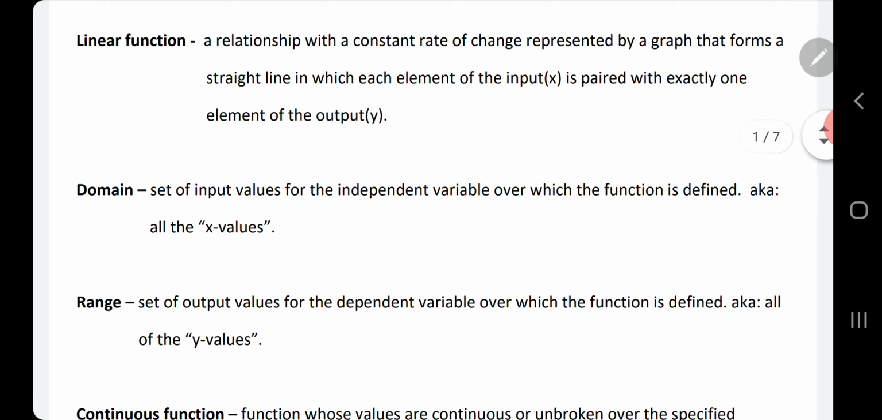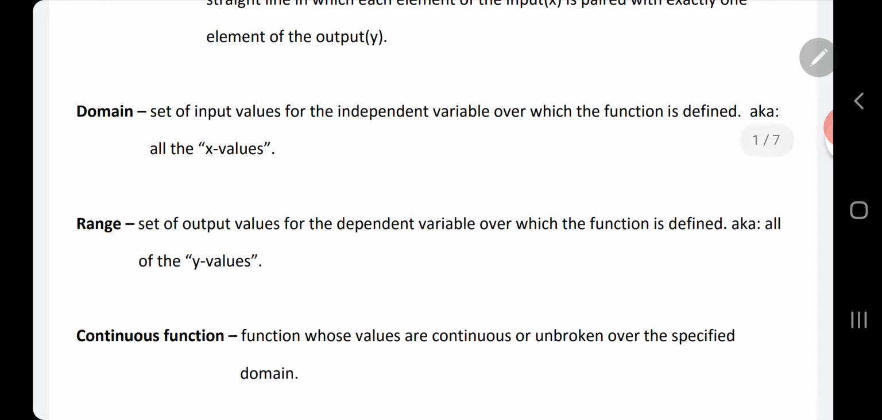All right, the domain is a set of input values for the independent variable over which the function is defined, aka all your x values. Once again, I put that in quotations because it does not typically have to be x values. It could be any variable, but mainly pay attention to the part where it says independent variable. Independent means it only relies on itself. It doesn't rely on anybody else.